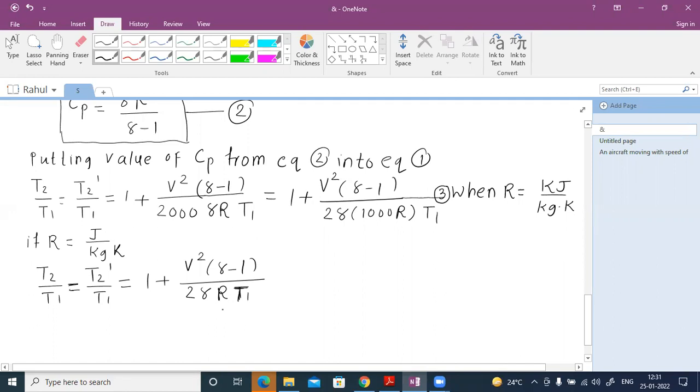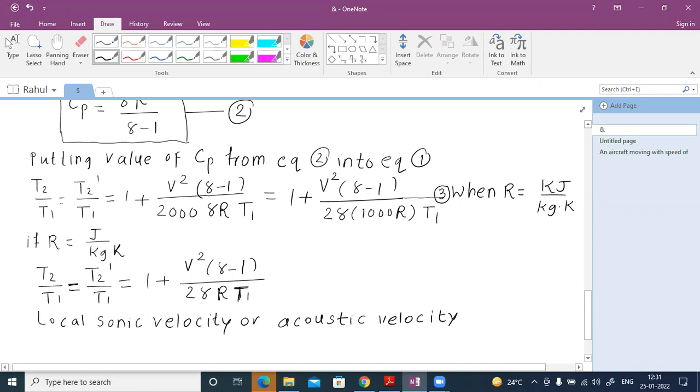Okay, so let us rewrite this equation. Now see, in thermodynamics, there is one term that is called local sonic velocity, which is also known as acoustic velocity. I will just write down that term. Local sonic velocity, or acoustic velocity, right?